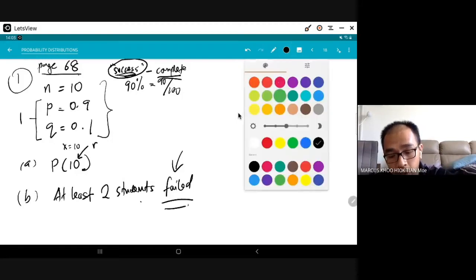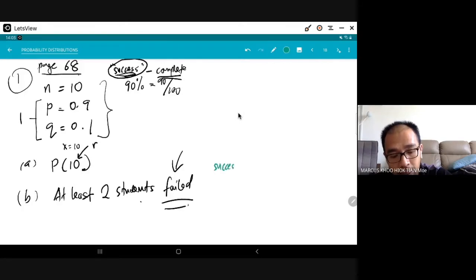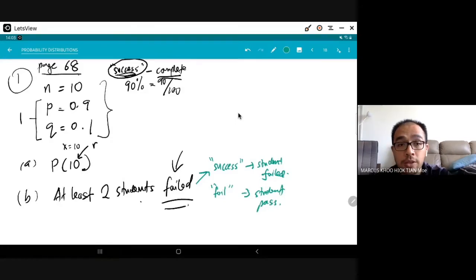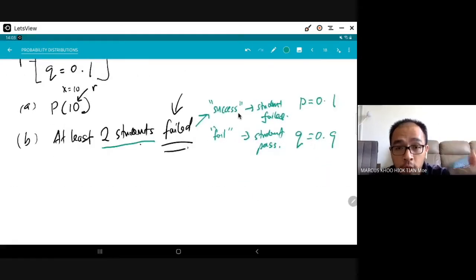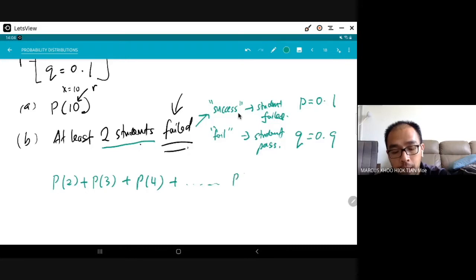Okay, in this case now, in question B, my success event is the students fail. Sebab saya mau ikut soalan punya kehendak. Okay, and then the fail event is the student pass. So that means sekarang saya punya P adalah 0.1, saya punya Q adalah 0.9. So bila dia cakap at least 2 students fail, sekurang-kurangnya 2 students fail, means we want to find P2 plus P3 plus P4 yang fail, all the way until P10, which is kind of long. 2, 3, 4, 5, 6, 7, 8, 9, 10. You want to count 9 probabilities and then add them all together.